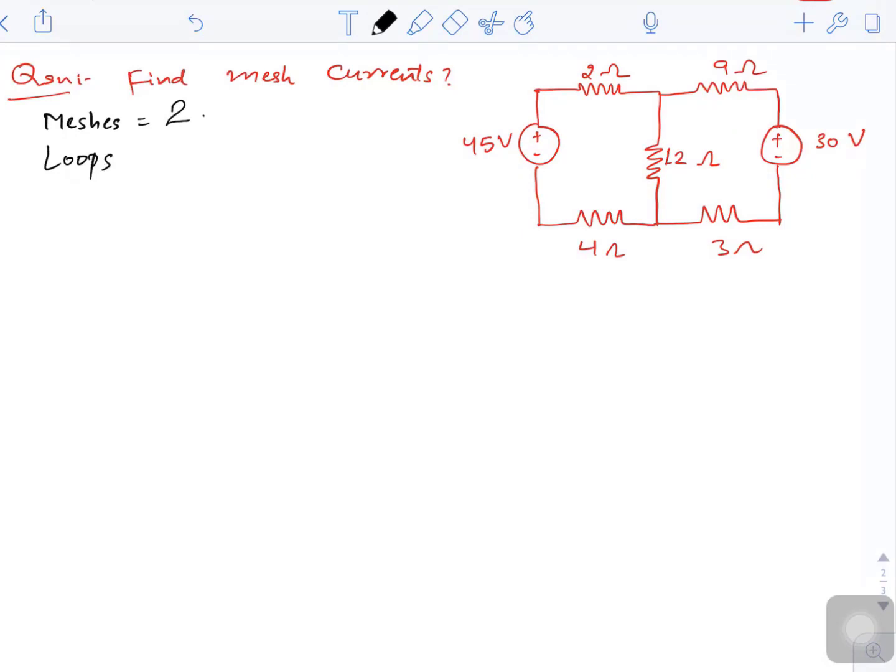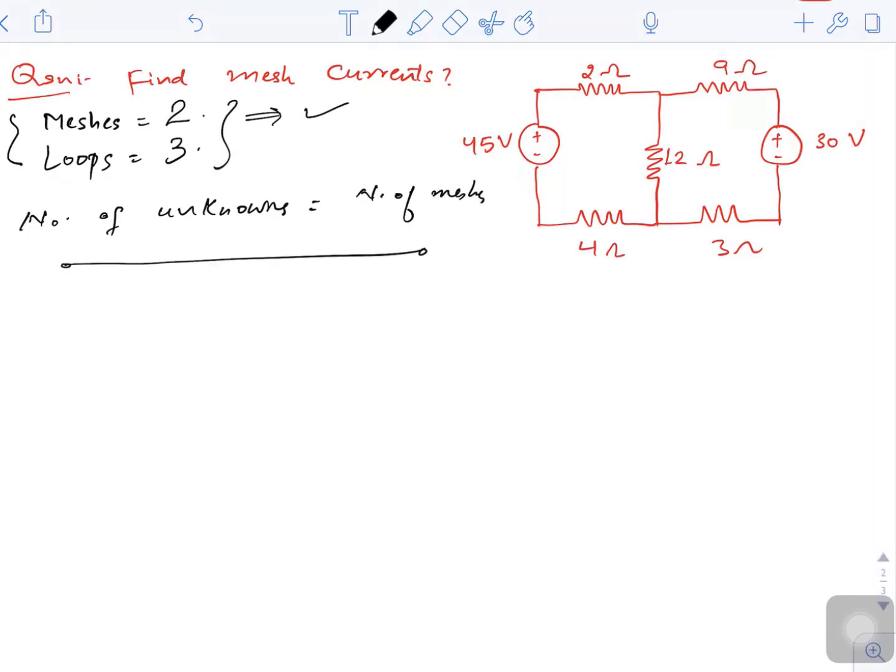So how many loops? Already we are having 2 here, plus we are having this bigger one. This bigger one is a closed path, so it is a loop, but it is not a mesh because inside of this there are other loops also. So number of loops are 3. So we are concerned about the meshes. You should know that the number of currents that we have to calculate is simply equal to the number of meshes here. So there are 2 unknowns for us in this equation.